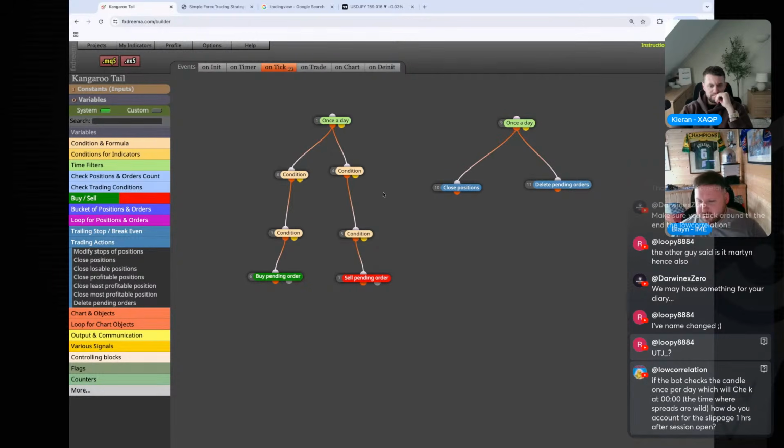So we've managed to use, if the bot checks the candle once per day, which will check K00, the time of the spreads as well. How do you account for the slippage at the 1 hour session open? I mean, you can literally just put a spread filter in, and then only allow the pending order to take when spreads are open. What I tend to do is steer away from pending order systems in the live situation. I normally go with instant execution because it means that I can apply a lot more safety features around spreads, slippage, all these sorts of things. And I do recommend it, but for the simplicity of testing the idea and building a narrative around it, I'm very happy to use pending orders.